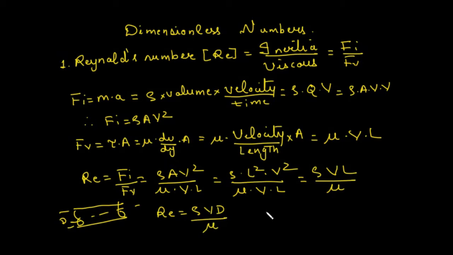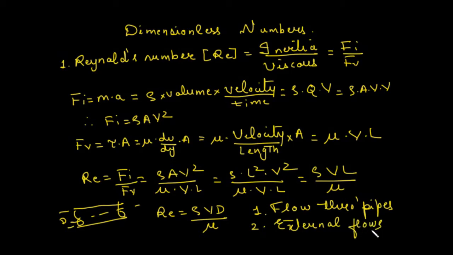Now Reynolds number is important in the flows where viscous forces are predominant, like flow through pipes, and flow over the bodies or the external flows, like flow over an airfoil or flow over a cylinder or sphere. Now these are the cases of external flows. So Reynolds number will be important in these kind of situations where viscous forces are predominant.